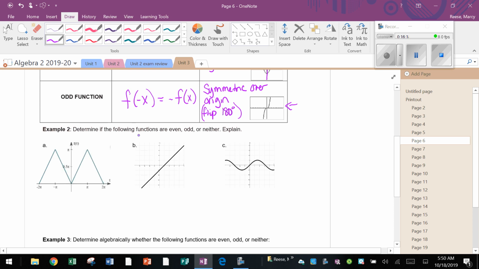So let's look at first the graphical ones. Okay, determine if the following functions is even, odd, or neither. Explain. All right, so if I'm looking here and I see, here's my y-axis. The left and the right look exactly the same. It's even because it's symmetric over the y-axis.